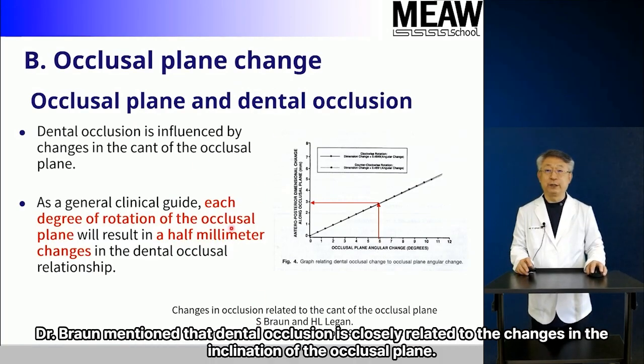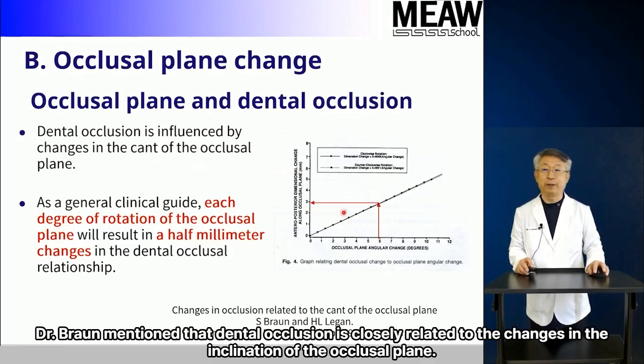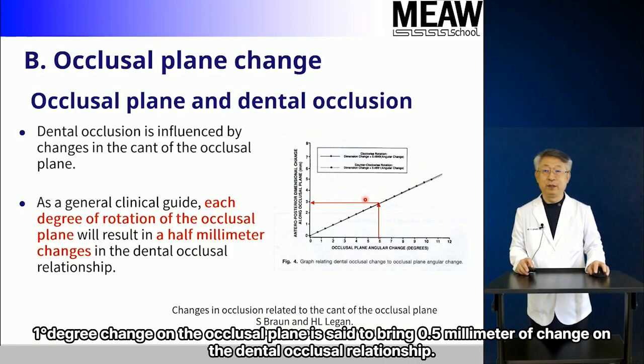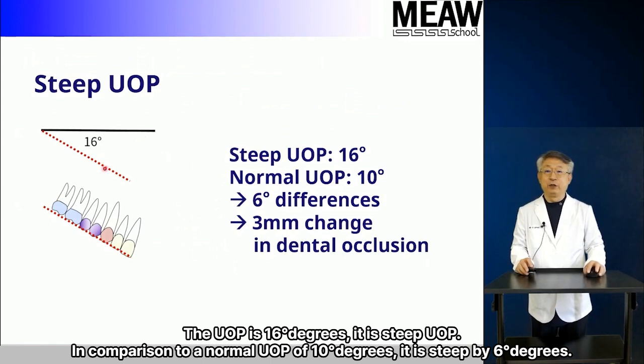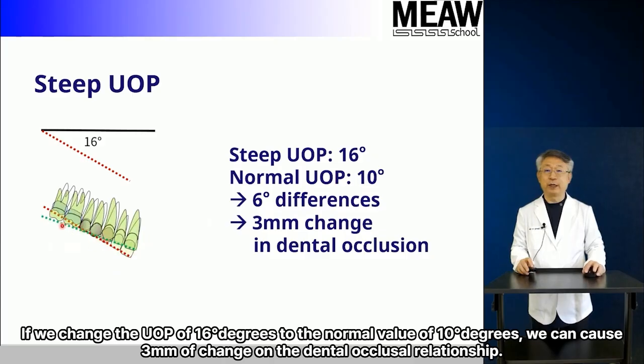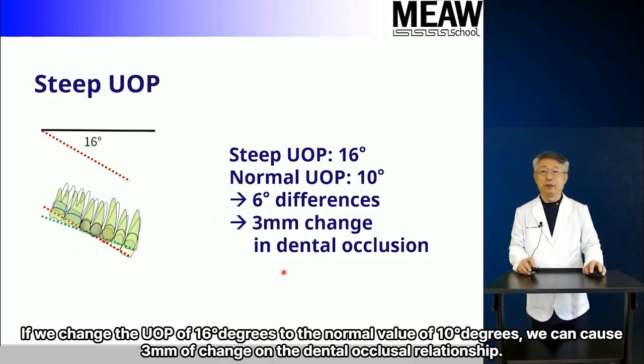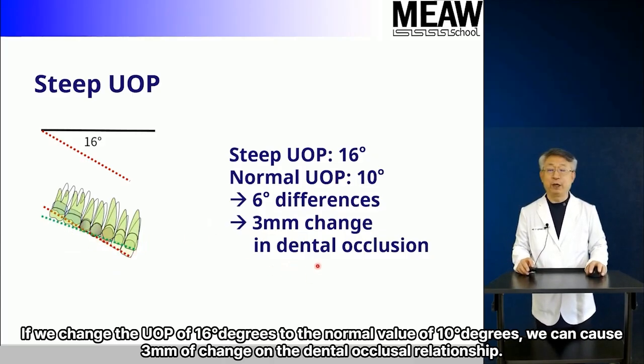Dr. Brown mentioned that dental occlusion is closely related to the changes in the inclination of the occlusal plane. A 1-degree change on the occlusal plane is said to bring 0.5 mm of change on the dental-occlusal relationship. The UOP is 16 degrees. It is a steep UOP. In comparison to a normal UOP of 10 degrees, it is steep by 6 degrees. If we change the UOP of 16 degrees to the normal value of 10 degrees, we can cause 3 mm of change on the dental-occlusal relationship.